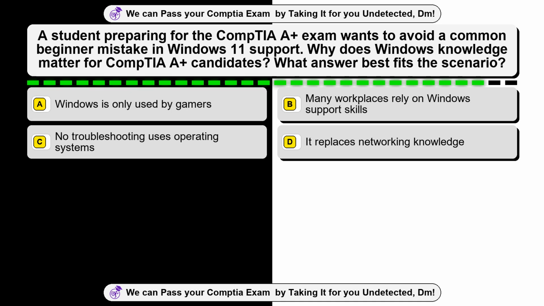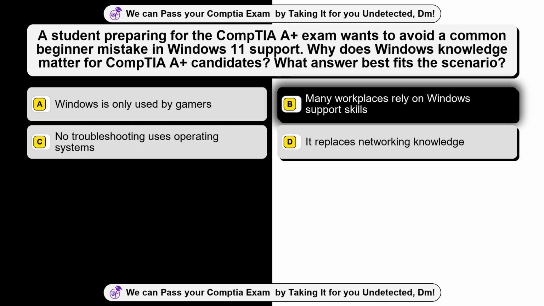Question 25. A student preparing for the CompTIA Plus exam wants to avoid a common beginner mistake in Windows 11 support. Why does Windows knowledge matter for CompTIA Plus candidates? What answer best fits the scenario? Option A, Windows is only used by gamers. Option B, many workplaces rely on Windows support skills. Option C, no troubleshooting uses operating systems. Option D, it replaces networking knowledge. The correct answer is option B, many workplaces rely on Windows support skills.